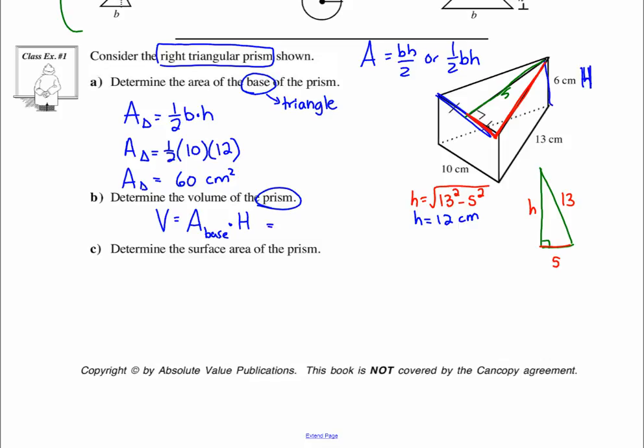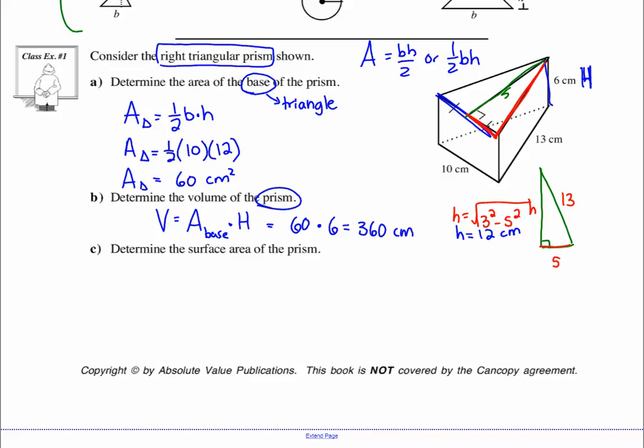Do we know the area of the base? Yeah, it's 60. So 60 times 6, 360 centimeters what? Cubed. Centimeters cubed.